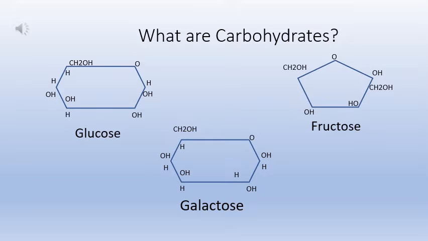A very well-known polysaccharide is called glycogen. This is found in the animal body, specifically the liver and muscles. Here, they get broken down into glucose.